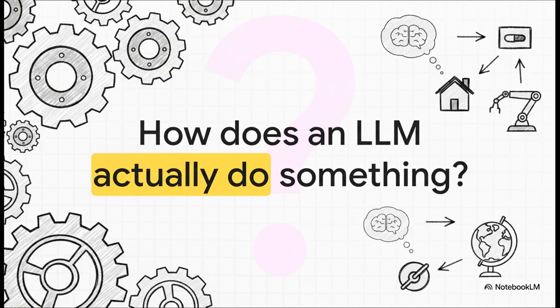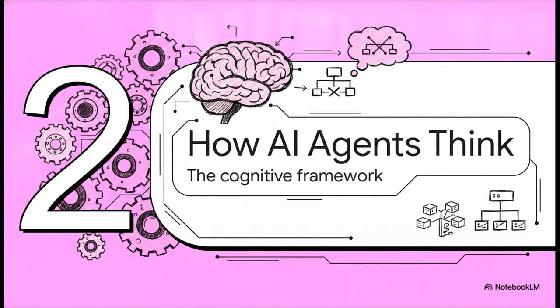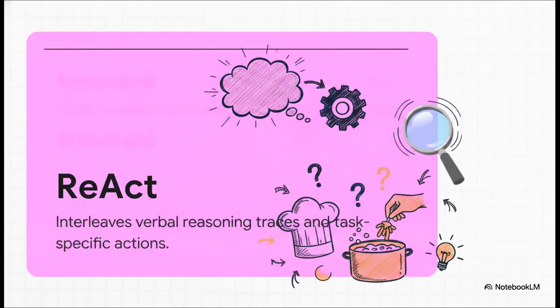An LLM at its core is just a text prediction engine. So how on earth does a text predictor actually do something in the real world? To answer that, we move into Section 2, How AI Agents Think, the Cognitive Framework. The secret sauce here is a concept called REACT, standing for Reasoning and Acting. This was a really pivotal concept from a 2022 Princeton and Google research paper.